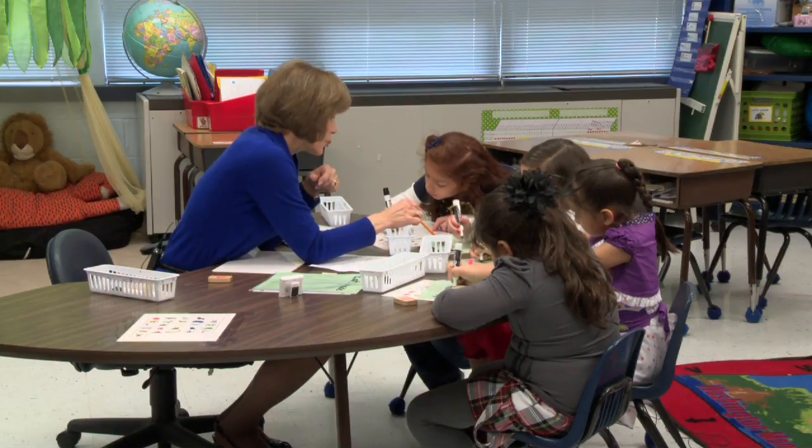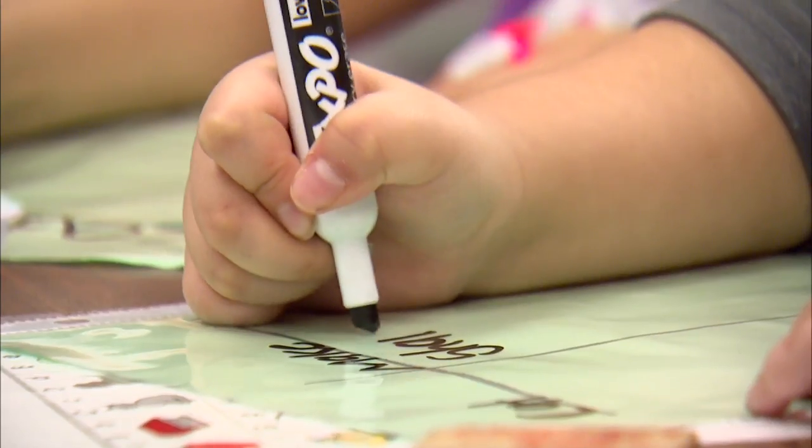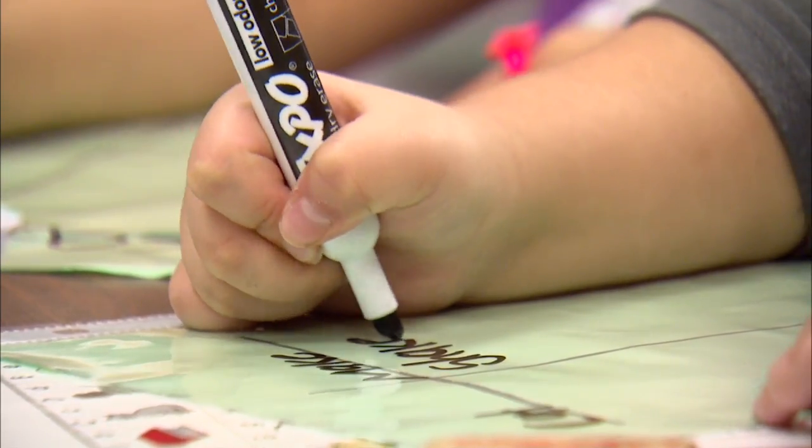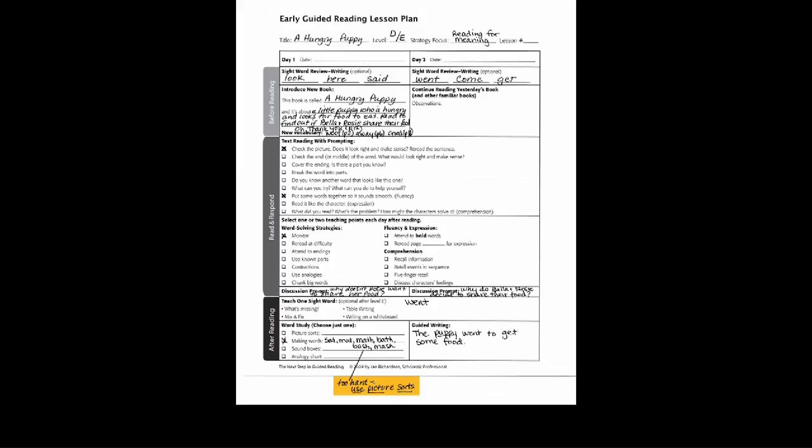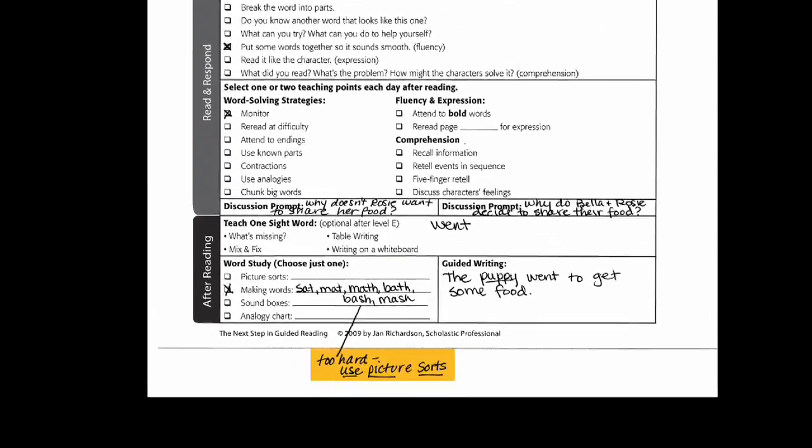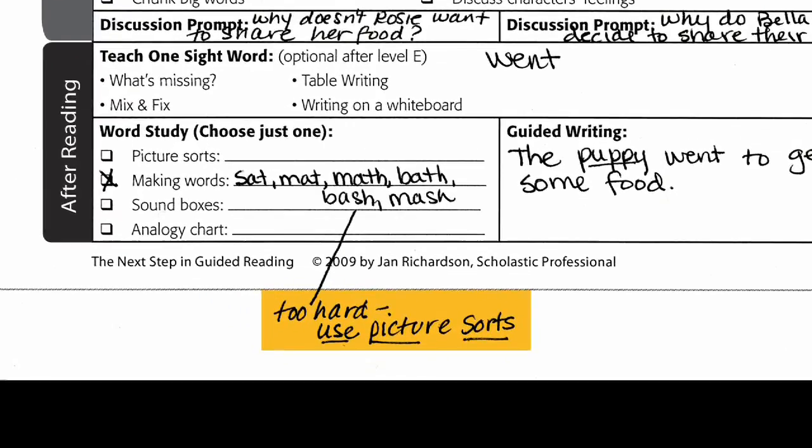Once students are reading at level G, you can teach the silent E rule and vowel patterns with the use of analogy charts. Jot a few notes about how students performed during the word study. If you had to provide a lot of support, you will want to continue the skill focus during your next guided reading lesson. On the other hand, if students demonstrated independence with the skill, select a different focus for your next lesson.